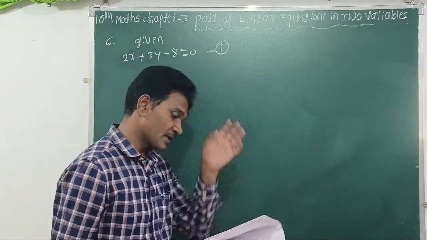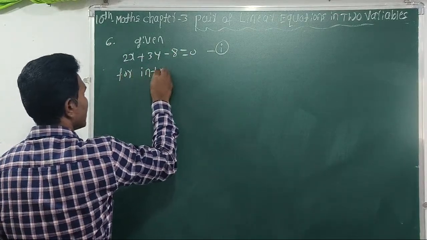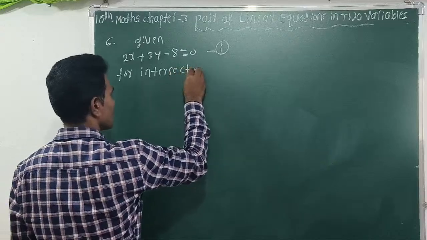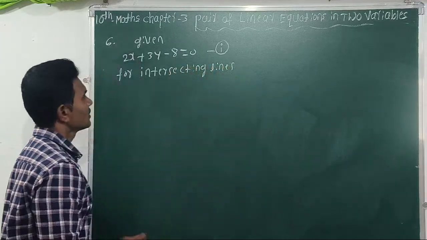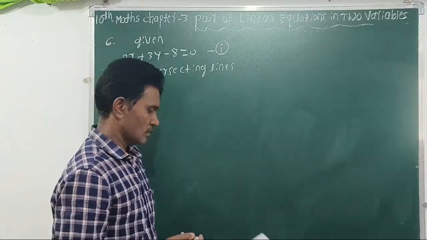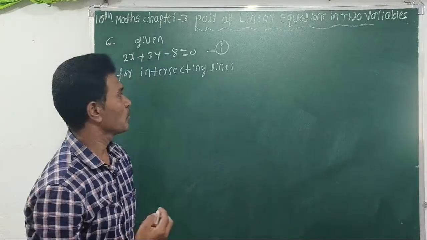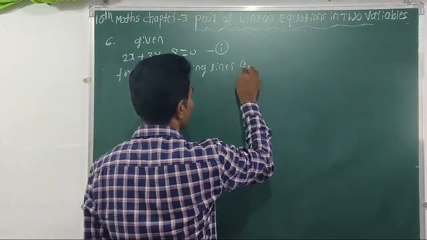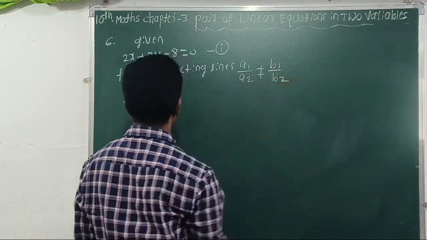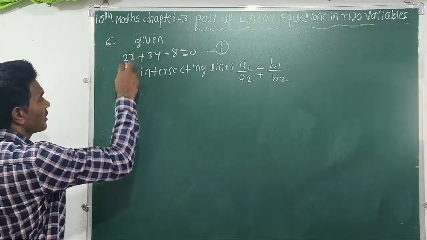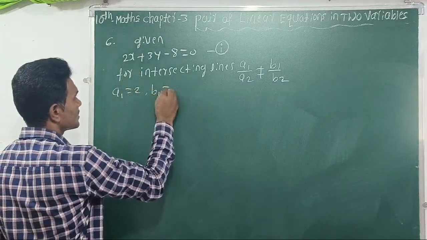For intersecting lines, ratios of the variables should be a1 upon a2 not equal to b1 upon b2. Here a1 value is 2, b1 is 3.